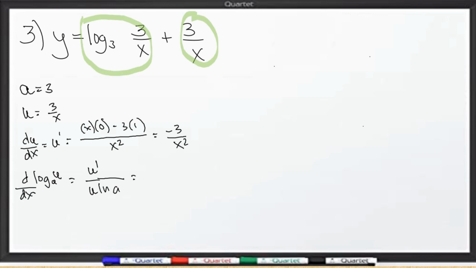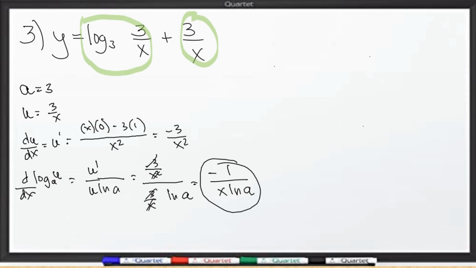So what is our u prime? Our u prime is negative 3 over x squared over u. U is 3 over x ln of a. Therefore, cancel yung 3, cancel yung x. Ang mangyayari, negative 1 over x ln of a. So this is the derivative. Now we are ready to plug in.